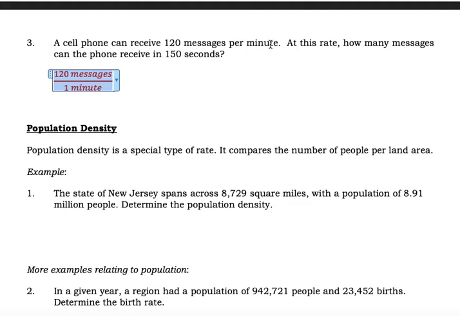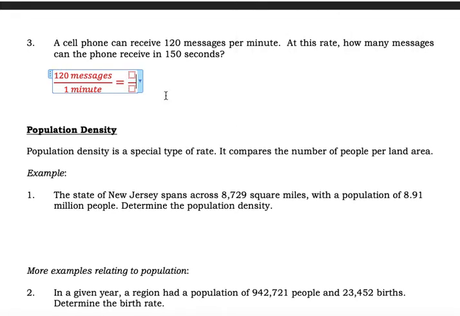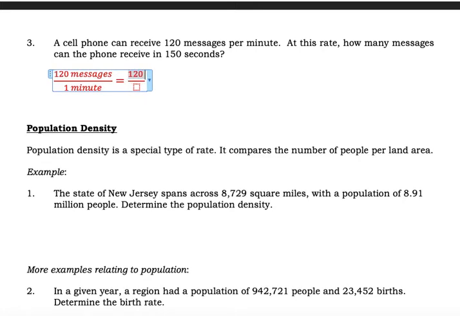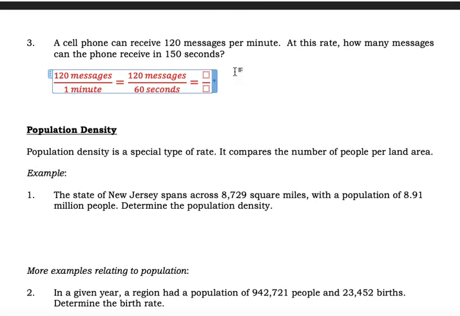So there's two different ways you can calculate this. One way is you can express your rate using seconds instead of minutes. So remember there's 60 seconds in 1 minute. So I can say that this phone is able to receive 120 messages in 60 seconds. And then I can divide. If you divide 120 by 60, that's 2.